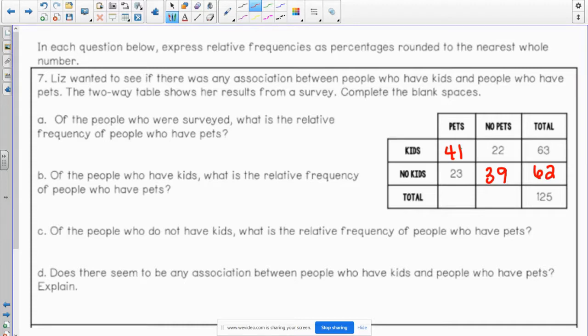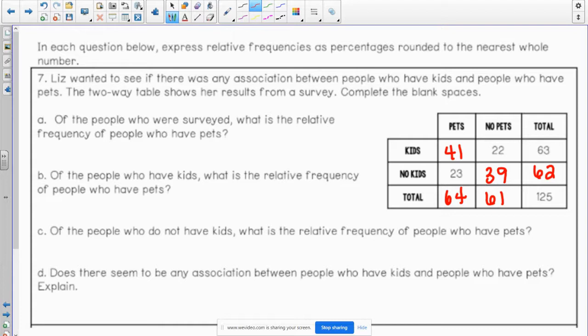It should work. So 41 plus 23 is 64. 22 plus 39 is 61. If I add it this way, it should work. Yes, it's 125. So I know my table is correct because the total in the corner, both column-wise and row-wise, added up correctly. So of the people who surveyed, what is the relative frequency of people who have pets?